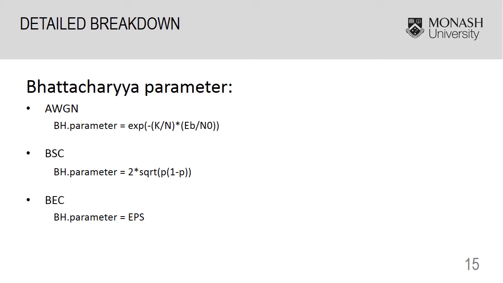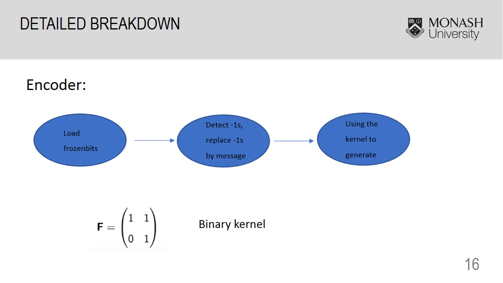So for different channels, there will be different Bhattacharya parameters. Here is how they are calculated. Next step is the encoder.